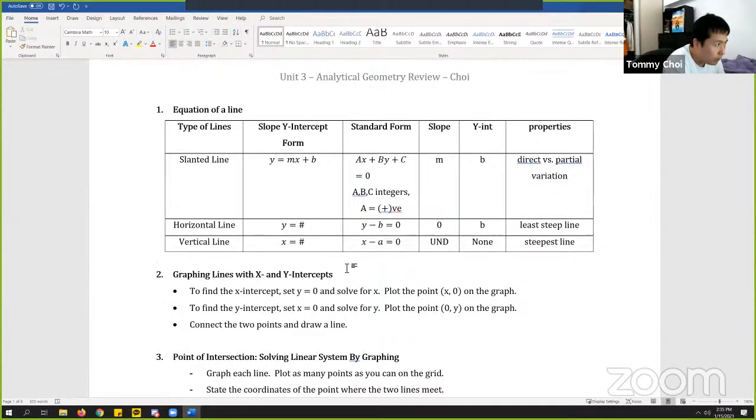You can see the slope y-intercept form, the standard form, and the slope and y-intercept for all of these. You'll notice for the y-intercept, it says none for the vertical, because there is none. So those were your skills for equation of a line. Would anyone like any clarification on this first skill set?